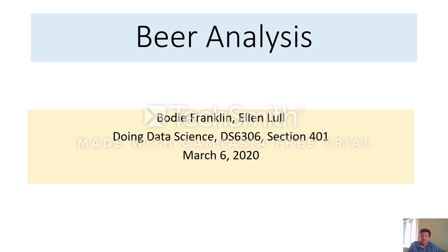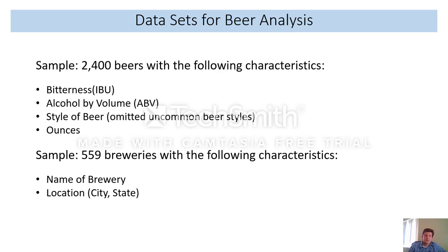I'm a data science student at SMU, and today I'm here to present a beer study that we did for Budweiser. Budweiser gave us two data sets. One was a beer set, which told us how bitter the beer was, defined by its IBU, and its alcoholic concentration, defined as its ABV value, style of beer, and ounces. The brewery set just told us the name of the brewery and its location, defined as city and state.